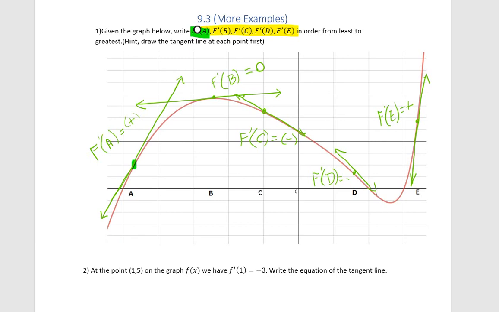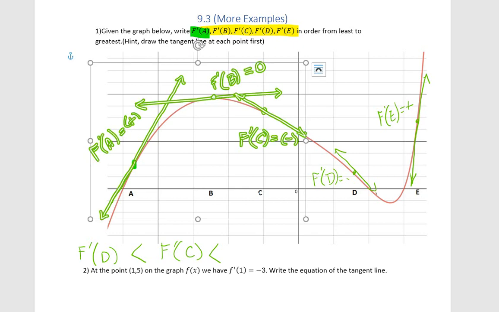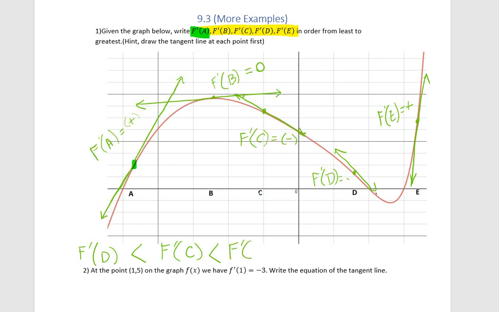So if we were to order these from least to greatest, then the slope that was the least, or the most negative, would be f prime of D. Then, next up would be the next negative slope, which wasn't as steep, which would be f prime of C. Then, we have f prime of A, f prime of B, and f prime of E left. Well, f prime of A and f prime of E are both positive, so f prime of B would be next, because it would be 0.